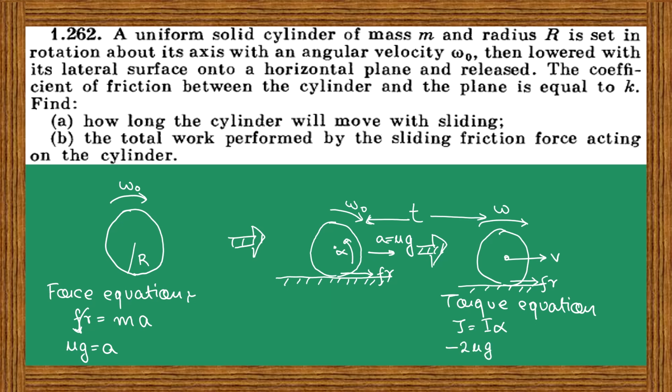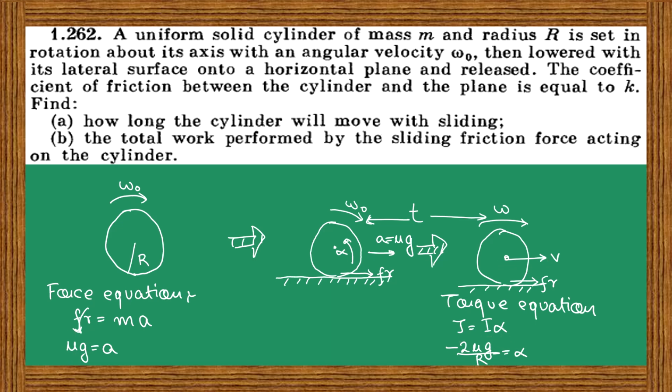Minus 2 mu g by R is equal to alpha. Okay, now see. Acceleration, mu, which is constant from this position to this position. Alpha is also equal to constant from this position to this position. That means that there is no variable out there. Friction force will continue acting in the same magnitude till the slipping stops.